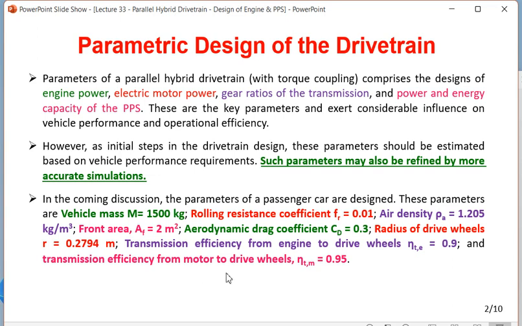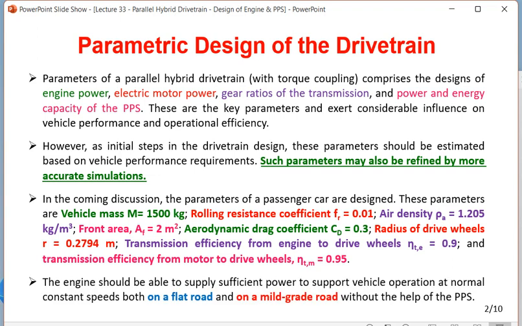And the transmission efficiency from the motor to the drive wheels, eta TM, that is transmission by motor, is 0.95. So we are finding from these assumptions that the PPS or motor is more efficient than the engine powertrain.